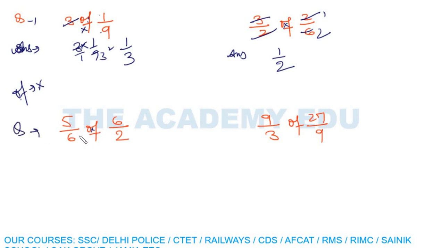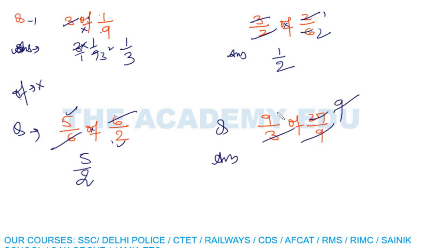So do this question. 5 by 6 of 6 by 2. So this 6 cancel. We are left with here a 5, here a 2. So 5 upon 2. Now see this question. 3 nines are 27, 9 cancel. So here there is a 9. In denominator we have 1. So 9 is the answer. So of means multiply, right?